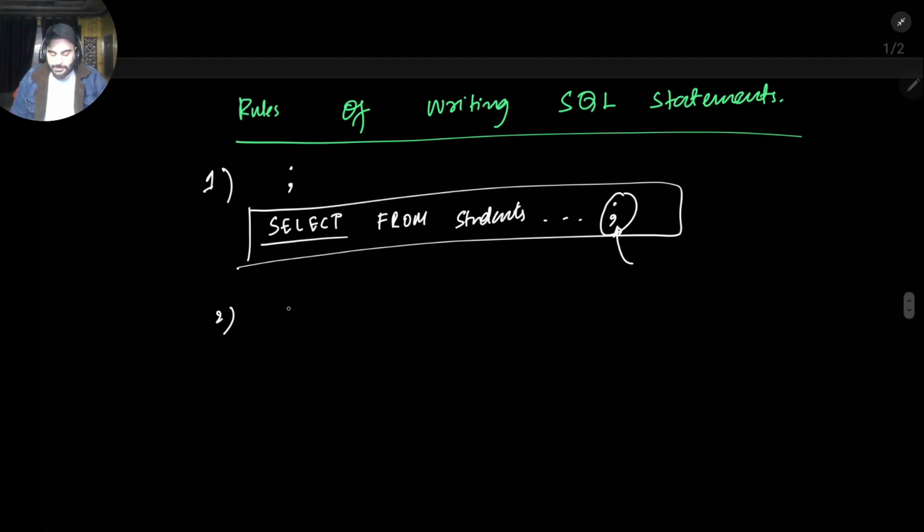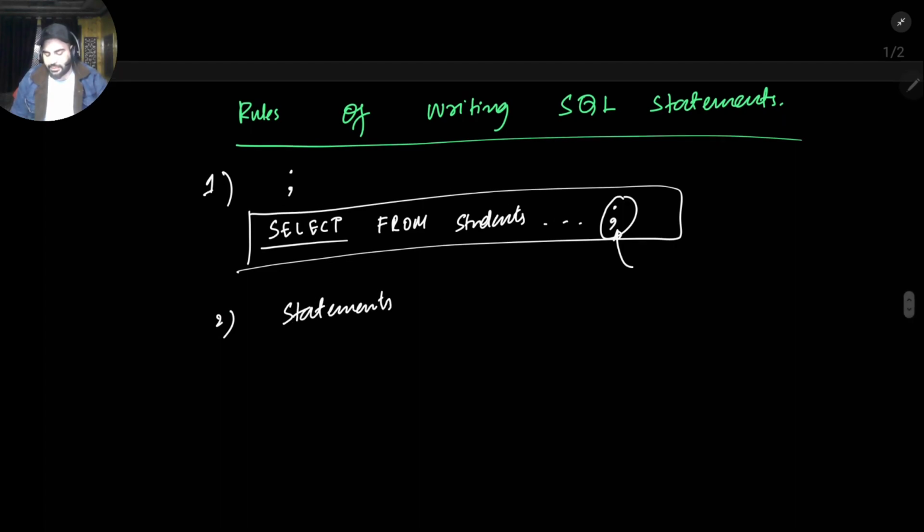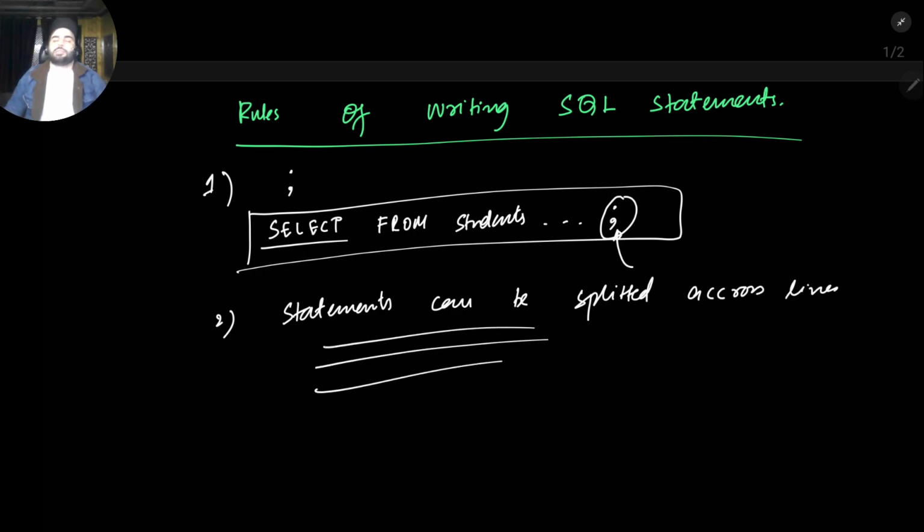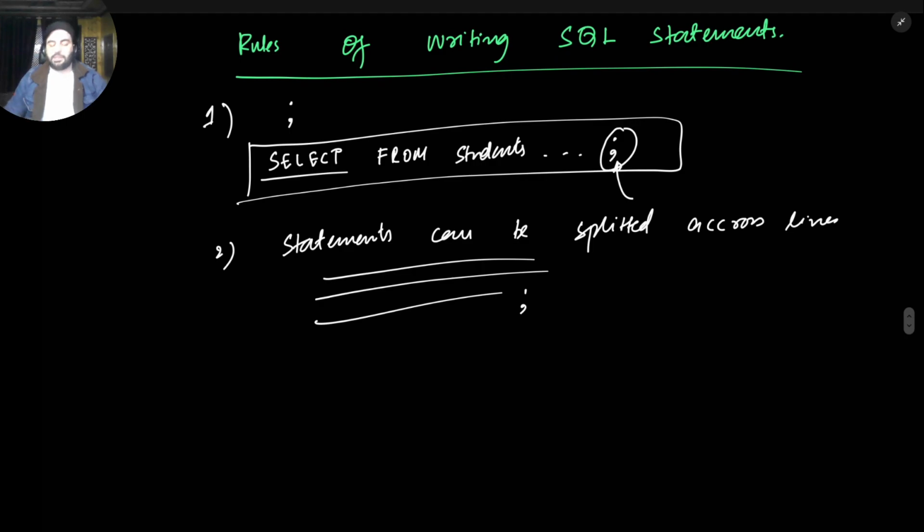The second thing is that these statements can be split across lines. For example, you can write a multi-line statement. It's not that you can only write a one-line statement. You can write multi-line statements, but at the end you put a semicolon, so that you tell the parser, the compiler, the execution engine, this is the statement I want to execute. These statements can be multi-line and you can split them, but you cannot split the keywords.